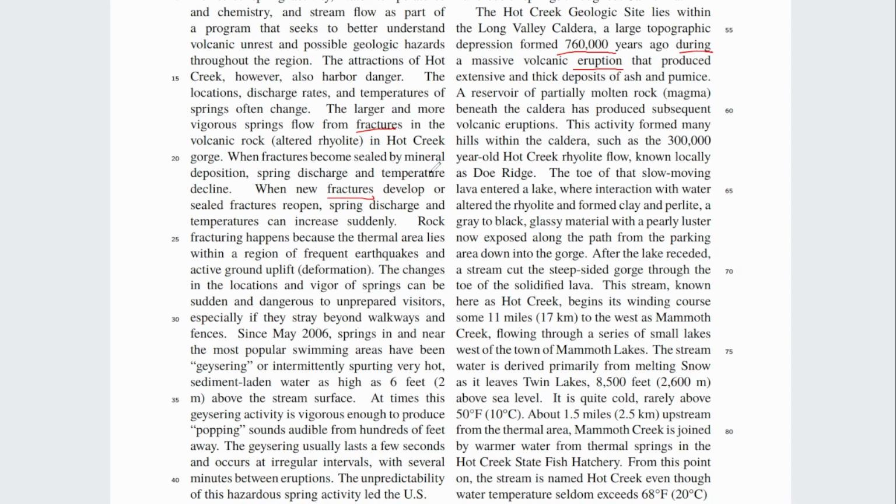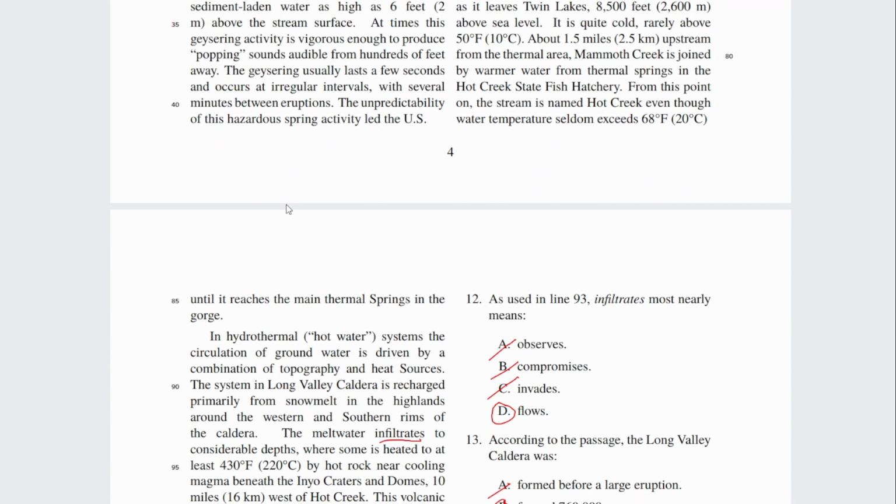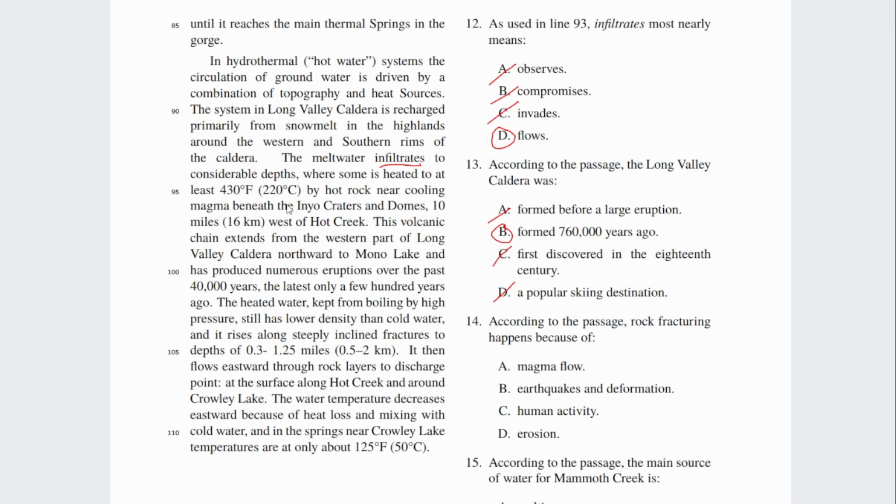Larger and more vigorous springs flow from fractures in the volcanic rock, altered rhyolite, and Hot Creek Gorge. Fractures become sealed by mineral deposition, spring discharge, and temperature decline. New fractures develop and sealed fractures open, and spring discharge temperatures can rise suddenly, and this causes the geysering, ground deformation. Okay. But that becomes because of what?